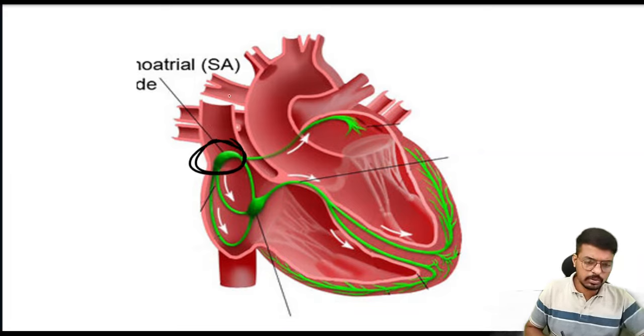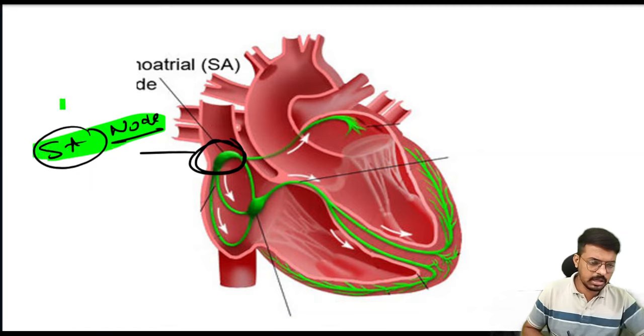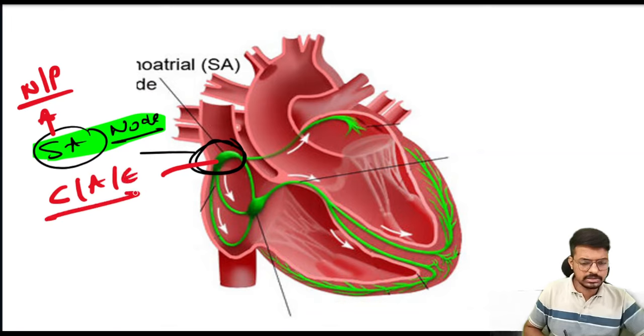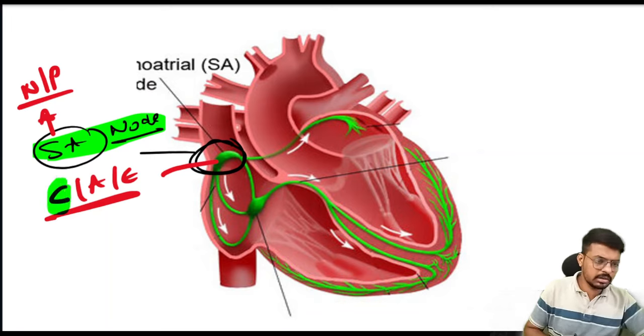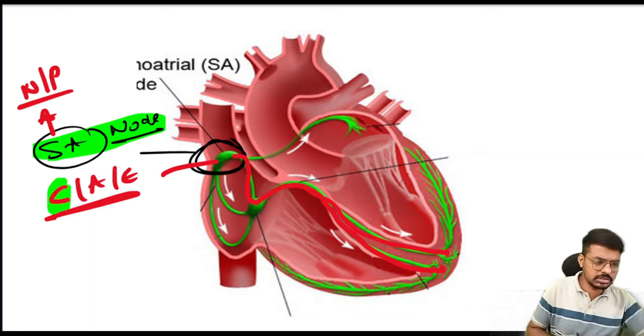This is what we call the SA node. The SA node is also known as the natural pacemaker of the heart. The question many times asked in the exam is: the natural pacemaker of the heart is our SA node. It has the ability of conductivity, automaticity, and electrical impulse generation. Conductivity means it generates the impulses and transmits them. Transmission of the impulse is called conduction.